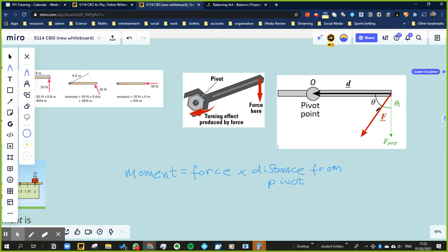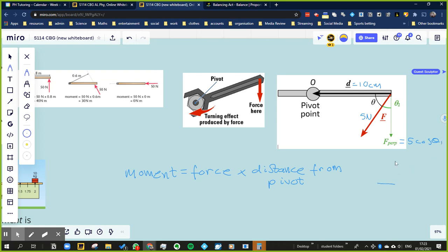this is the size of the force. Let's say the size is 5 newtons, and let's say the distance is 10 centimeters. We don't do 5 times 10. We would have to work out the component of this here. So this theta 1, this is going to be equal to 5 cos theta 1.